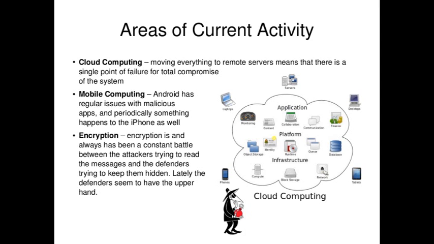So another area of current activity is encryption. Encryption has always been a battle between attackers trying to read the messages and defenders trying to keep them hidden. In recent times, between AES and RSA and the other public-private key algorithms, we've seen that the defenders are doing better than they used to be. But whether this stays the same or not is an interesting question.